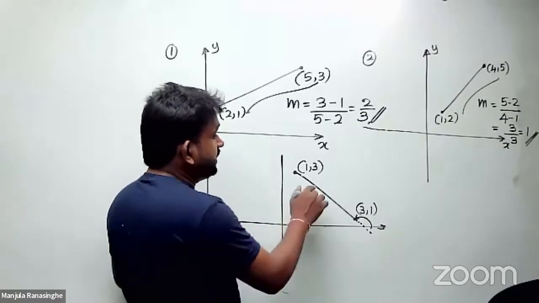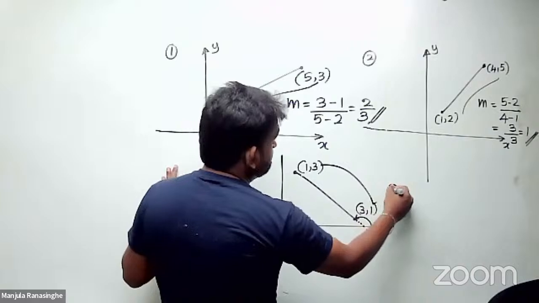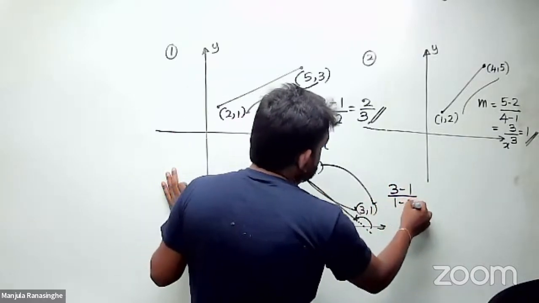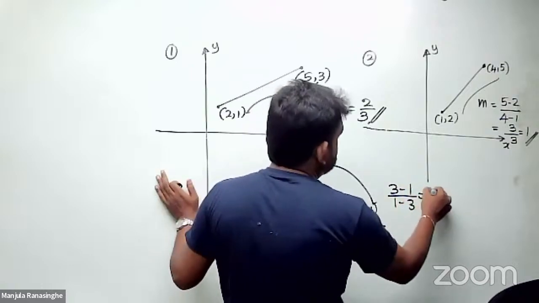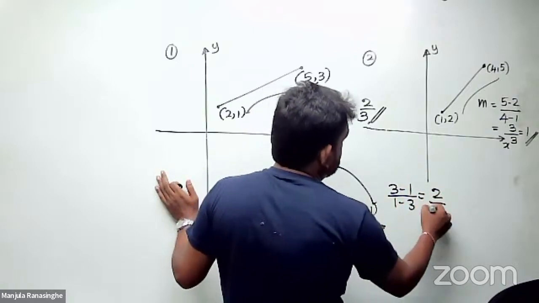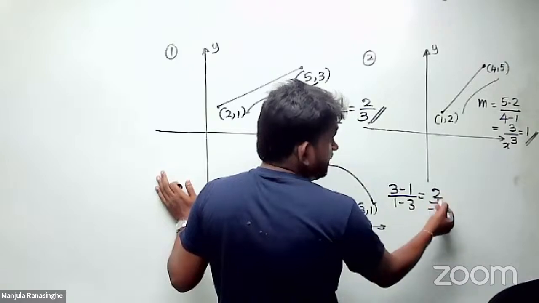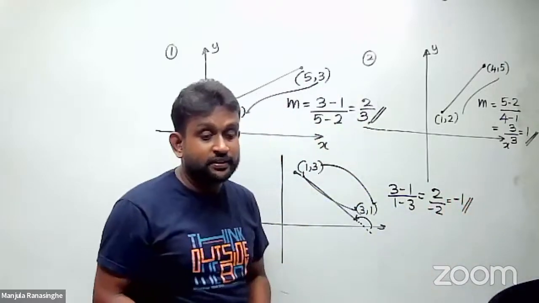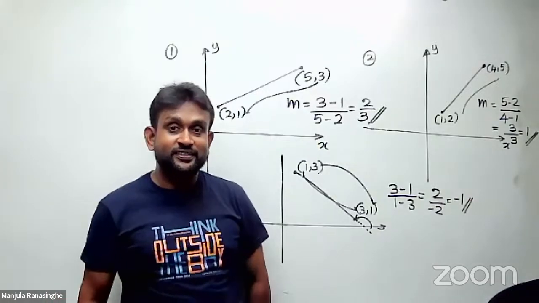Right. So now here you can subtract here to here. 3 subtract 1 divided by 1 subtract 3. So 3 subtract 1 means 2. 1 subtract 3 means negative 2. Then 2 divided by 2 is 1, but that is negative 1. That is negative 1. Right.